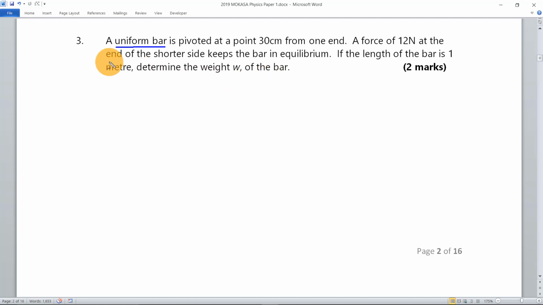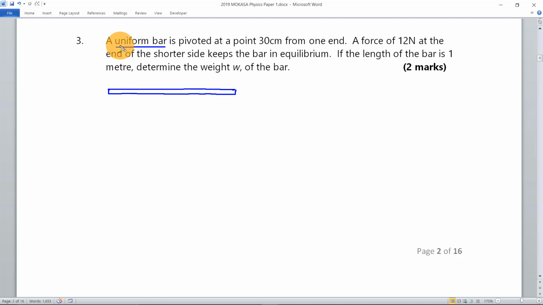In order to solve this type of question, you need a sketch. So we are told that we have this bar. So I'm going to draw a straight bar and try to make it as uniform as possible. Like that. And it is 1 meter. That is 100 centimeters. So from here all the way to here is 100 centimeters.